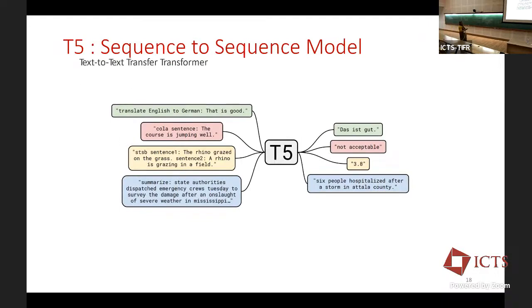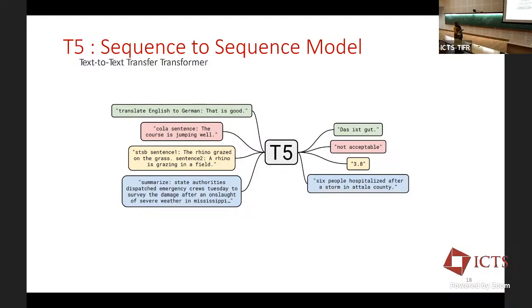Because they're trained on multiple encoder-decoder tasks, there's a prompt which indicates which task it was for. So this is "translate English to German, that is good." Answer is "das ist gut." Then COLA is linguistic acceptability, which asks: is the sentence a good sentence in the language? For example, you say, "the course is jumping well." This is not a correct expression of saying this, so the answer is not acceptable.